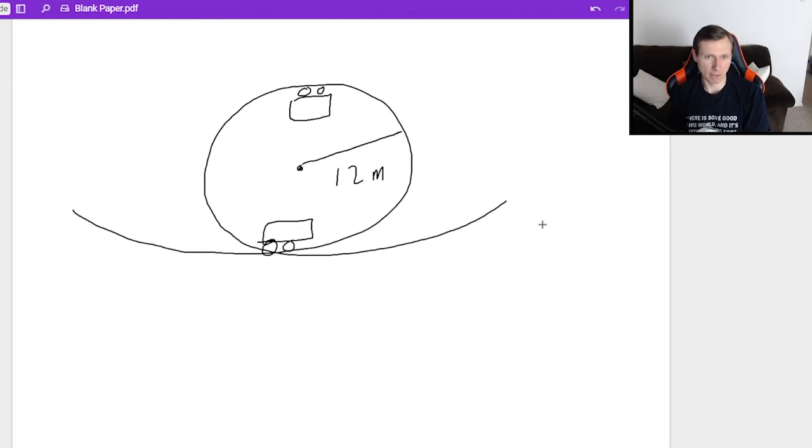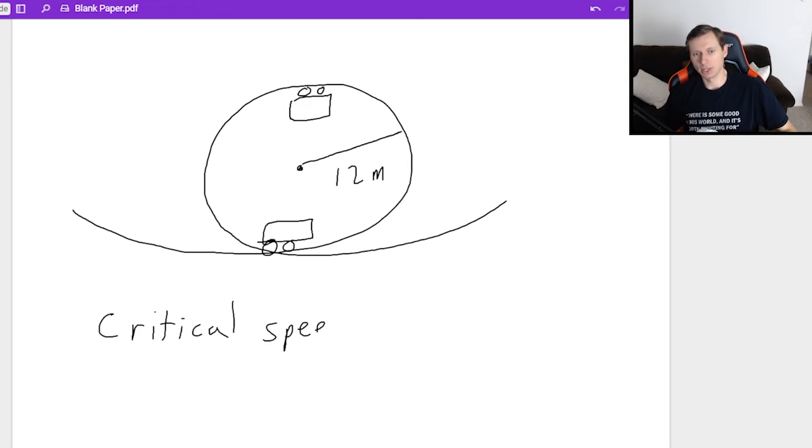It was just a lap bar, which means if you're not going fast enough, you're going to fall out of that ride. Now, the good news is that ride's been in operation for like 50 years now, and no one's fallen out yet. And that's because whoever designed it was very good at physics, and they knew about critical speed, which is what I'm going to talk about right now.